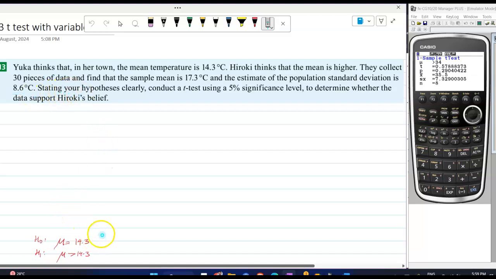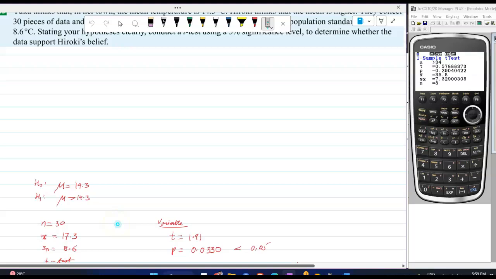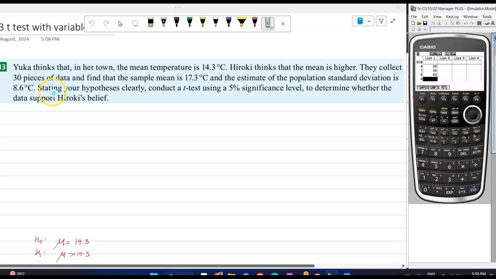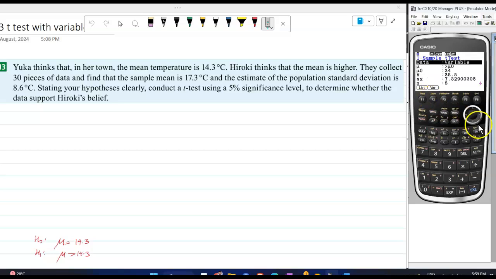So you write your null hypothesis and alternative hypothesis. It's a t-test, one sample. We are working with one sample, and now we are working with variable. First you put in the values: the mean is greater than 14.3. The greater than sign was already there, so I'll just change that value. Now x bar is your sample mean, 17.3.